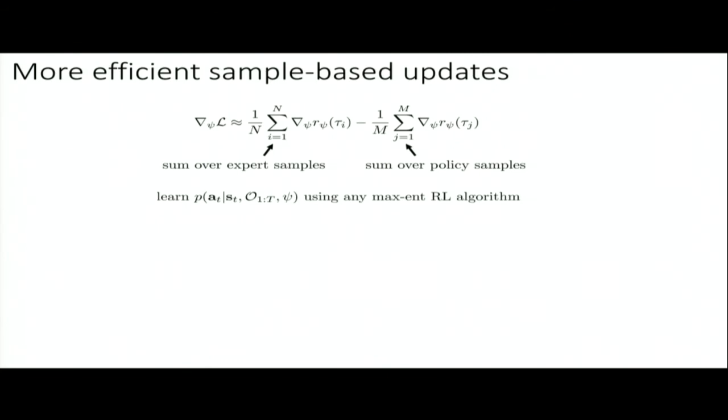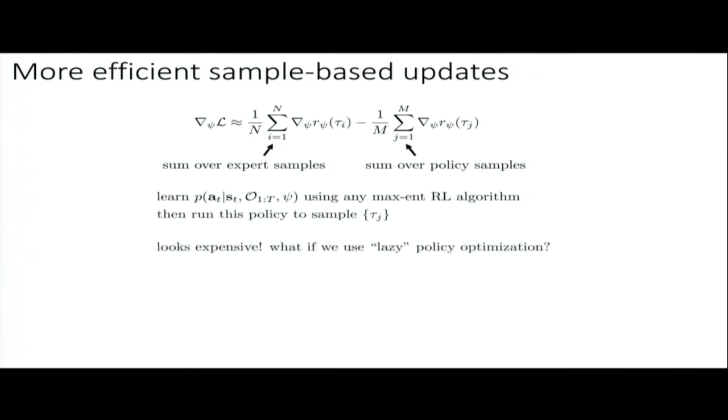It's a little bit expensive, though, because this step here, this learning the P of A given S comma O comma psi, especially if you don't have a dynamics model, this might actually involve running some big model-free RL algorithm, which might take hours of time if you're running in a simulator, or hours or even days of sampling if you're running on a real physical system inside the inner loop of a gradient-based optimization. So this can quickly get completely intractable.